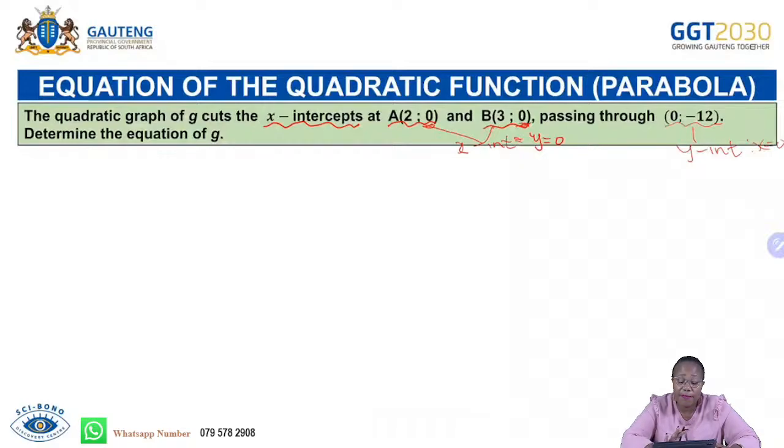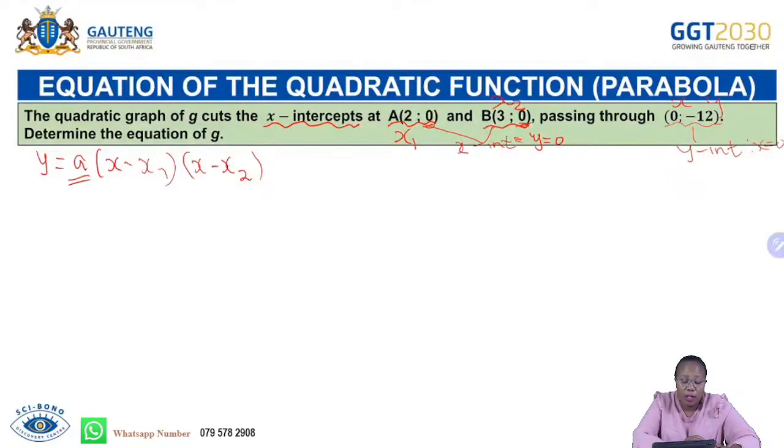So if we are having this information, we are going to use the original y is equal to a into (x minus x1) into (x minus x2). We are still looking for the value of a, grade 12. Then this first x-intercept will be your x1, the second one your x2, and then the other point, that y-intercept point, will be your x and y. So what is the y? Y is minus 12. You leave a.